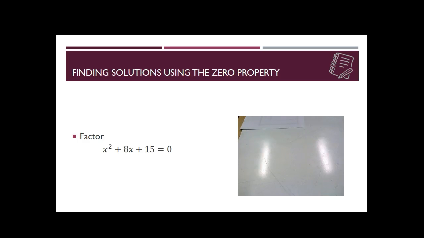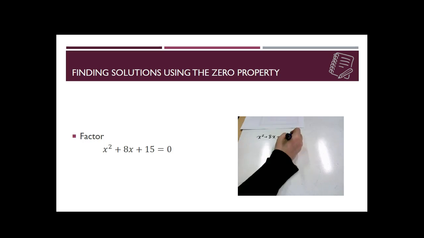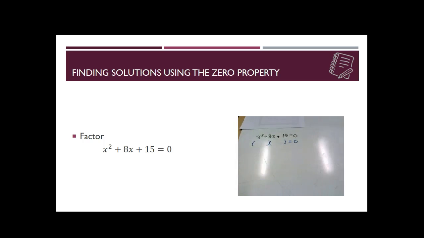Okay, this next one's going to go a little bit more quickly. We're going to go in and find the solutions using our zero property. So we're going to start with that quadratic equation that we're given, which is x squared plus 8x plus 15 equals 0. And the first thing that I need to do in this format is go in and factor that equation, because until I have something that is a factored multiplied product, my zero property doesn't do me any good.